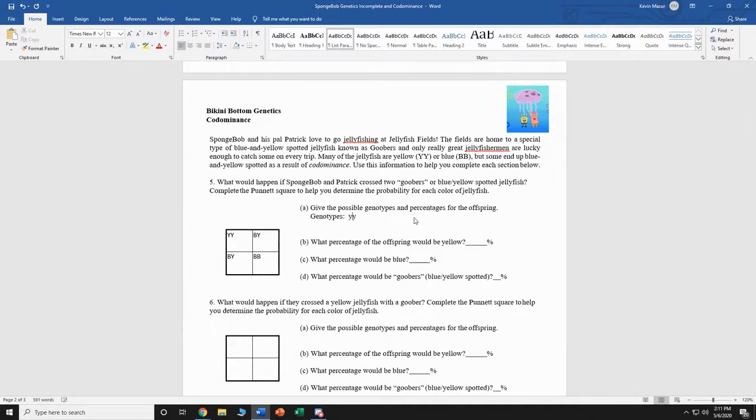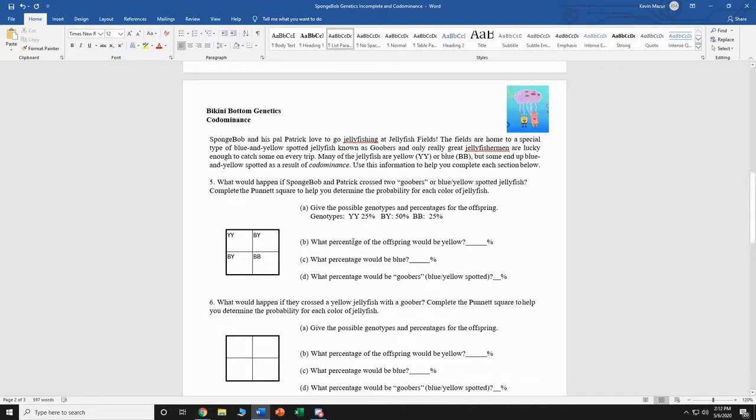Okay. It's going to be YY. And how often is that going to show up, guys? It's going to be there 25% of the time because it's in 1 out of the 4 total squares. The other genotype is going to be BY. How often is that there? As a percentage, it's going to be there 50% of the time because it's in 2 out of the 4 total squares. Okay. Last one is BB. It's going to be there 25% of the time because it's only in 1 out of the 4 squares. 1 divided by 4 is 25%.